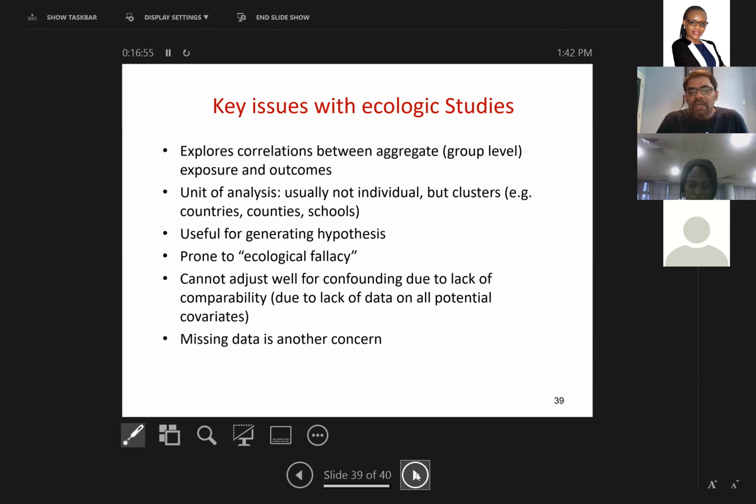So that's just a quick summary of ecological studies. They are big picture, aggregate correlation studies. Unit of analysis is not people, but countries or districts or schools or hospitals. They're great for generating hypotheses, but they have huge flaws. They cannot adjust well for confounding. They're very prone to this problem called ecological fallacy. And there's also missing data. You cannot have all the confounders in the data set for you to adjust for.